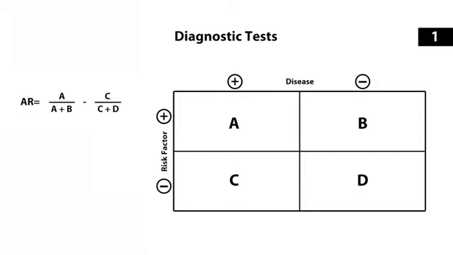So to calculate the number needed to harm, you need to know the attributable risk. So you set up the formula for attributable risk as A over A plus B minus C over C plus D. And then once you have this, you can calculate the number needed to harm as 1 over the attributable risk.